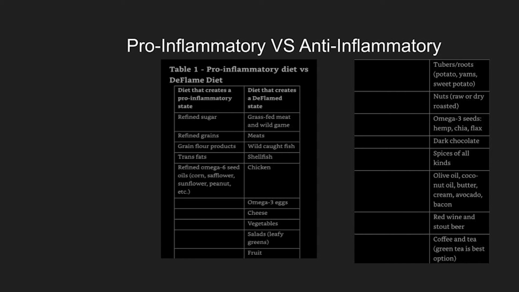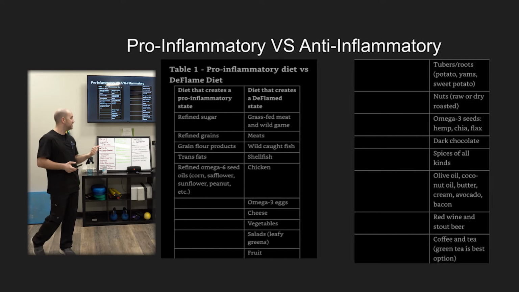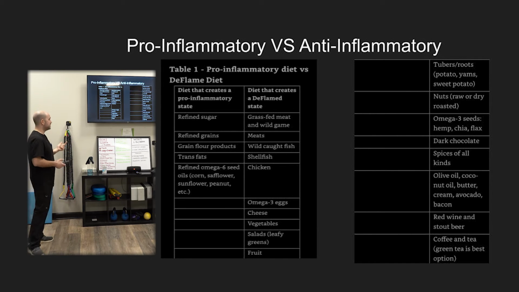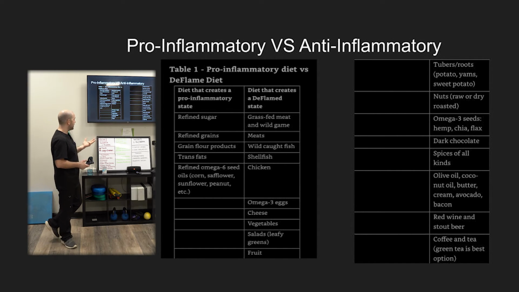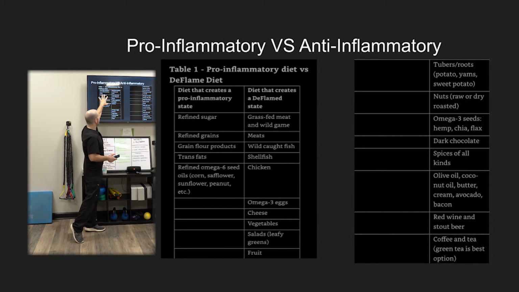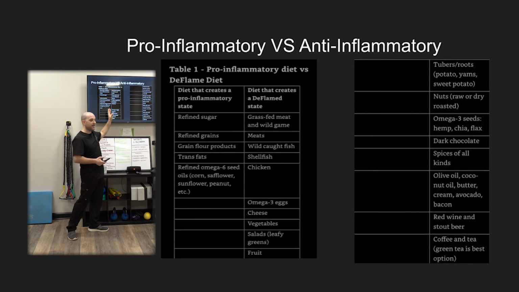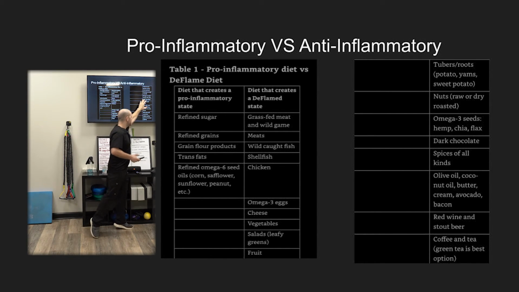All right, let's get down into it. We're going to break down the difference between a pro-inflammatory and an anti-inflammatory diet. On this side, we're going to see basically all the things that create inflammation: refined sugars, refined grains, trans fats, and refined seed oils. Now on the other side, it's kind of like, oh man, we have to take all this stuff out of the diet. What can we eat? So let's focus on what we can eat. And now we have all of these things here.